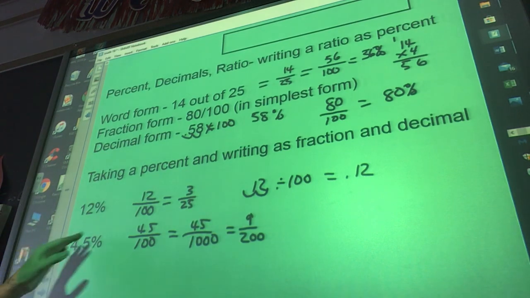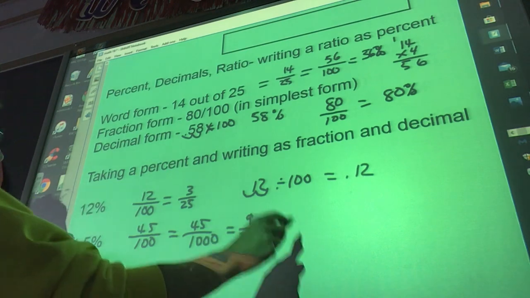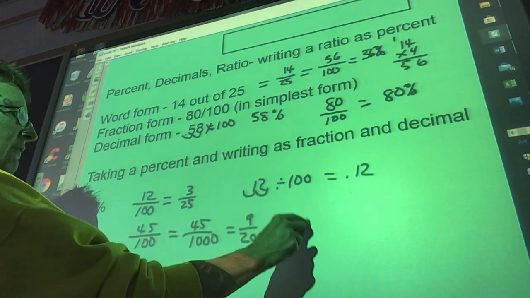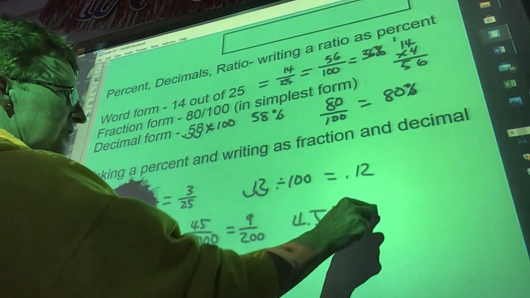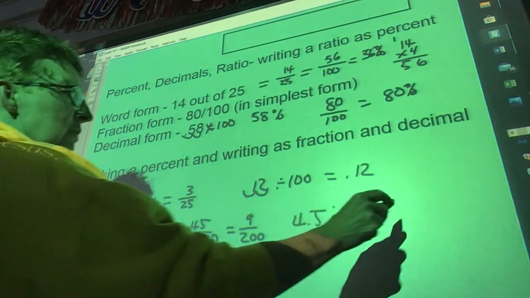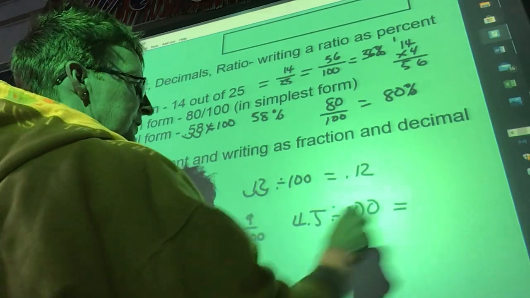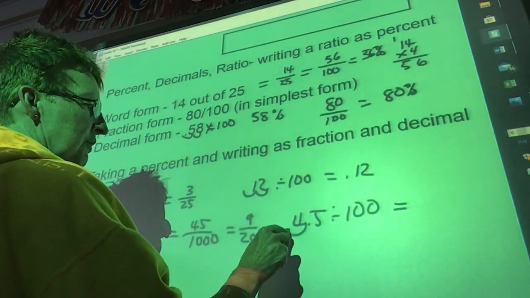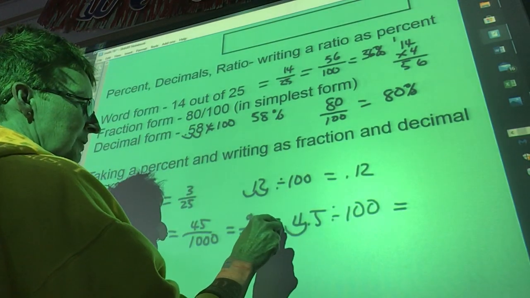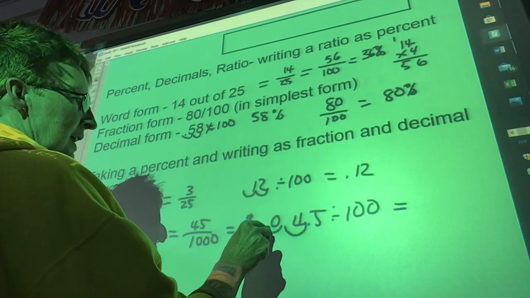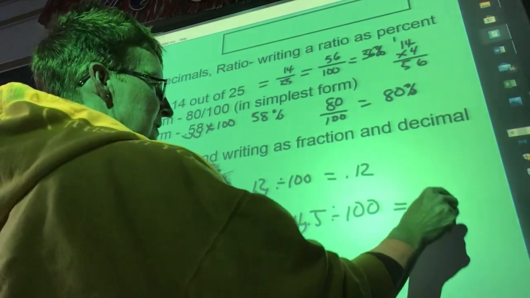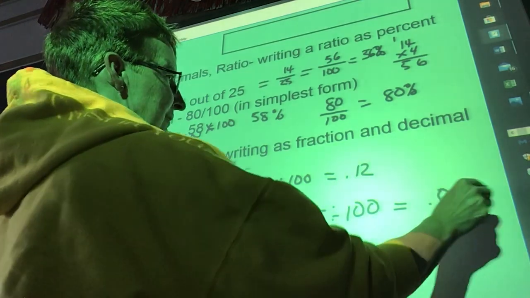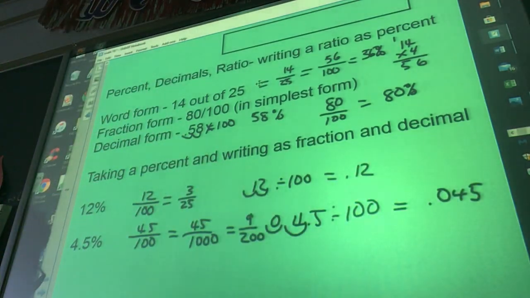Now, we also have to write this as a decimal, and we're going to do the same thing as we did above. We have 4.5, and we're dividing it by 100. So we would take our decimal and move it over once, but that's not enough, so we have to add another 0, and then we would be able to move it over twice. So our answer would be 0.045.